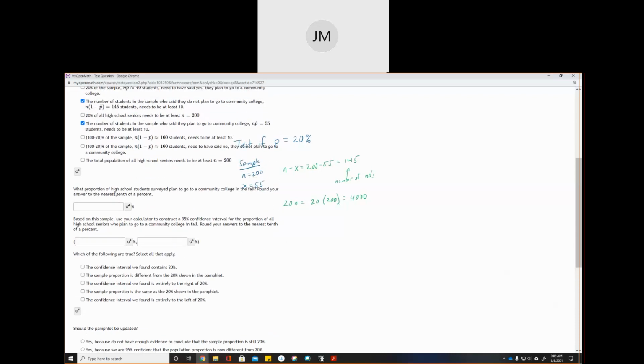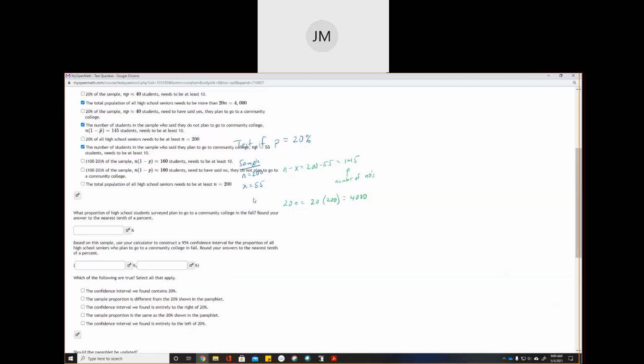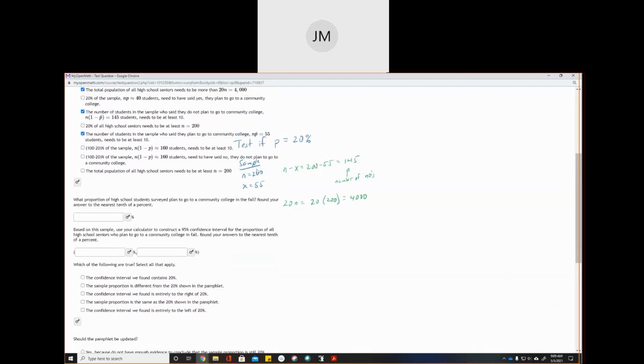Now we say, what proportion of high school students surveyed plan to go to community college in the fall? Okay, so if I look back at my sample here, what percentage of people in my sample said yes? That's going to be the p hat, which is x over n. If I want to find what percentage of people say yes, I take the number of yeses divided by the total number of people.